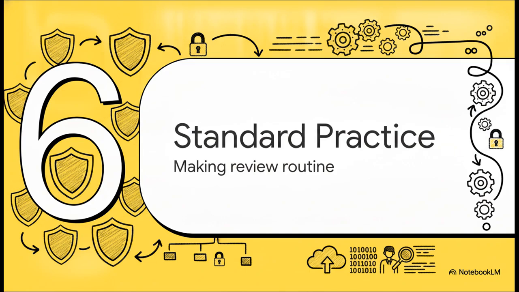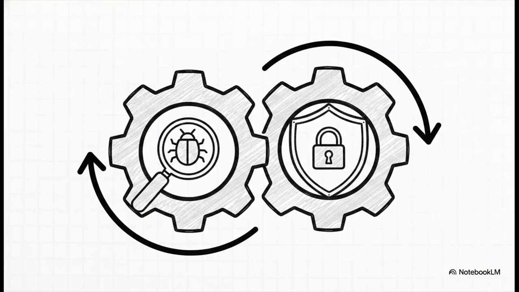Finally, Section 6, Security as Standard Practice, making this review routine. This security review absolutely cannot be an afterthought or just a nice to have. It has to be a standard, non-negotiable step in your process. It should be exactly as routine as testing your application for bugs. You test for functionality and you review for security. They are a package deal.